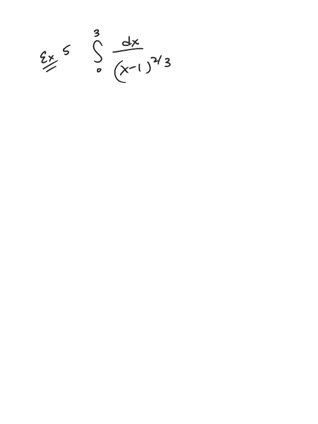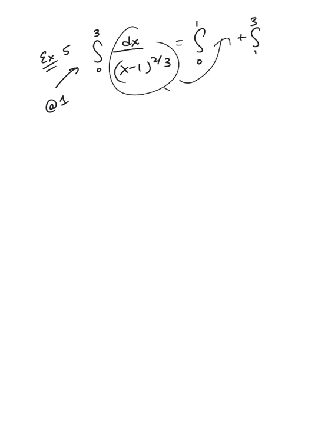Okay, so where is our discontinuity? Our discontinuity is at 1, right? So here's what's going to happen. We're going to split this up from 0 to 1, and then 1 to 3. Okay, I'm not going to write this part here. I'm just going to say you're supposed to write it. Now, over here, we're approaching 1 from the left. Over here, we're approaching 1 from the right.